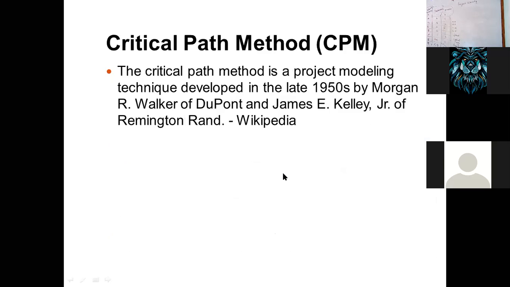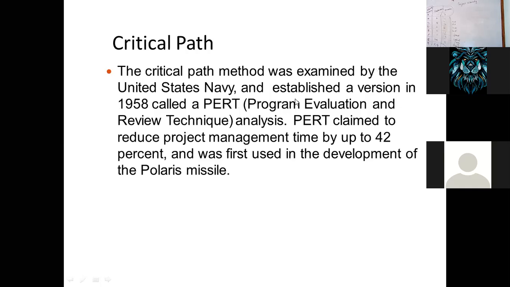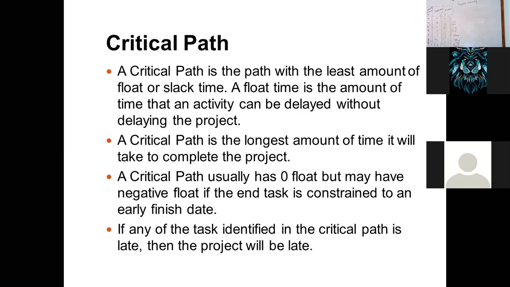First of all, what is critical path method? I told you earlier that this critical path method is a project modeling technique developed in the late 1950s by Morgan R. Walker and DuPont. And this critical path is the maximum path time required to complete the project. It has the least amount of float or slack time. What is float time? Float time is the amount of time that an activity can be delayed without delaying the project.